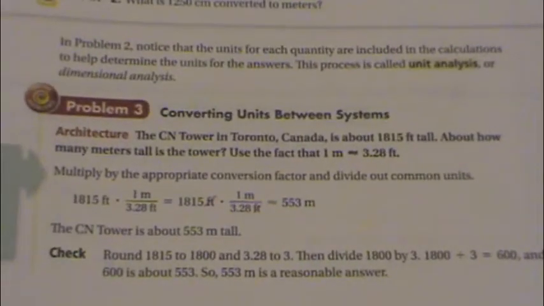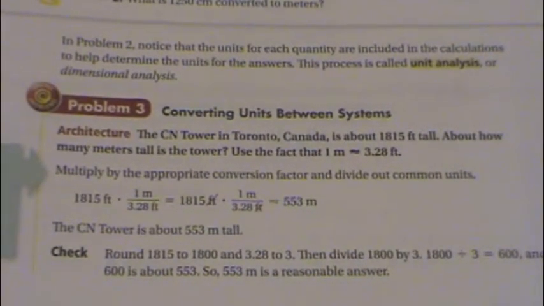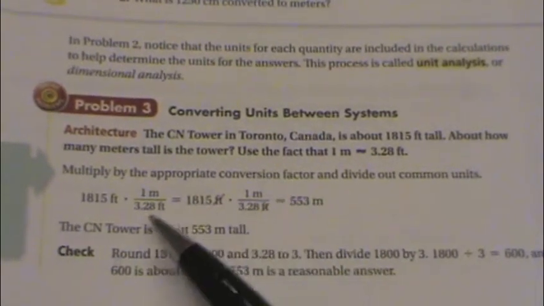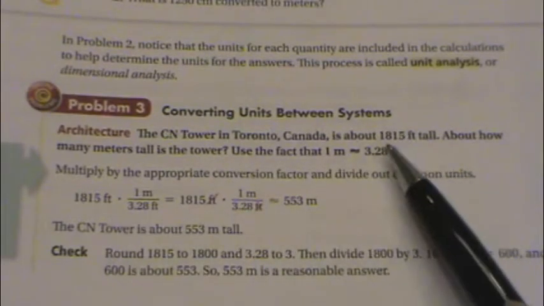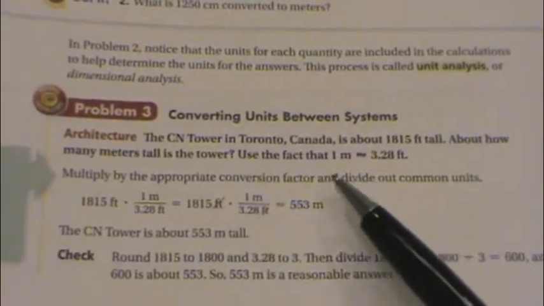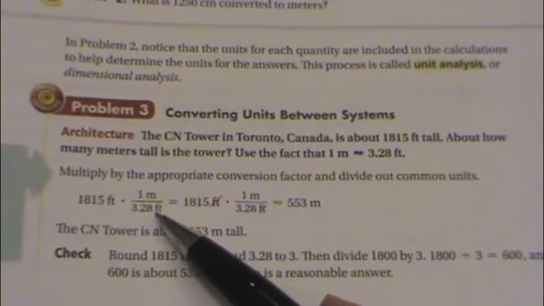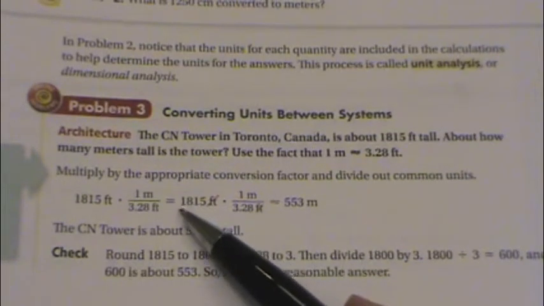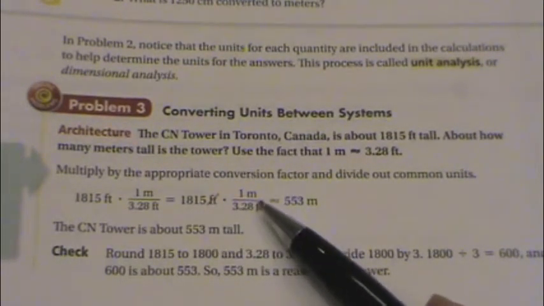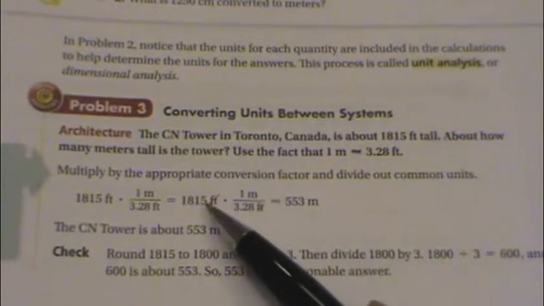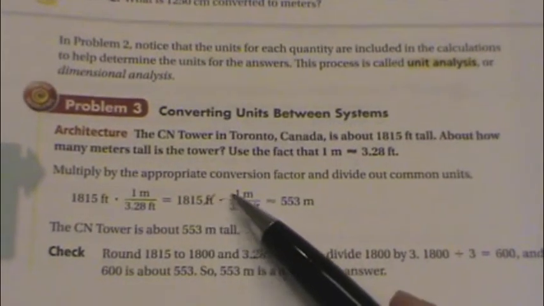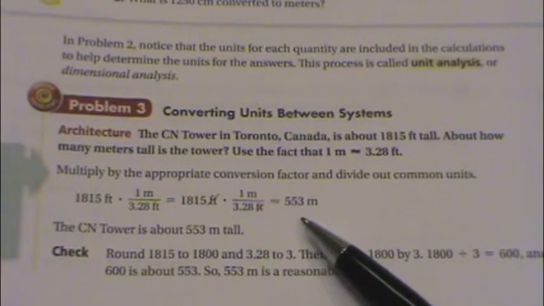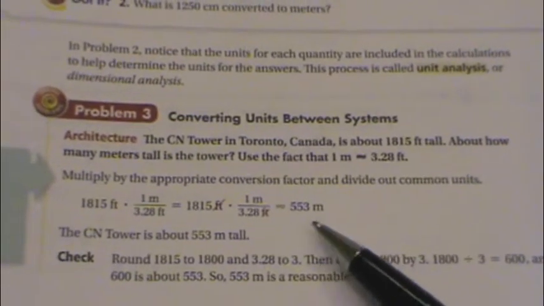So problem 3, a little more complicated than problem 2. Basically, we need to convert something from feet into meters. We have our conversion factor of 1 meter equals approximately 3.28 feet. So here's our problem. We cross out feet. I should say feet cancel out. We end up with 815 times 1 meter over 3.28. Divide it out, you end up with approximately 553 meters.